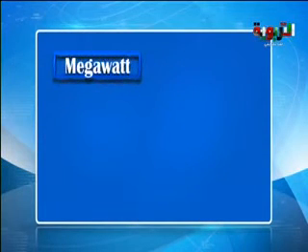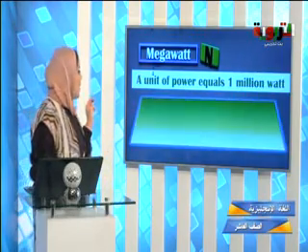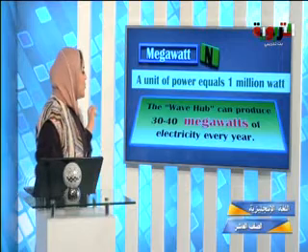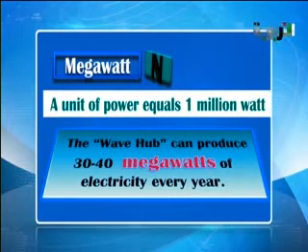Let's move to the next word, which is megawatt. From listening to this word, you know that it's related to a power. Well, actually it is a unit of power that equals 1 million watts. So the 1 million watts, is what? Is megawatt. Okay, the 1 million watt is megawatt. The wave hub can produce 30 to 40 megawatts of electricity every year. So this is an example sentence on how you can use the word megawatt.